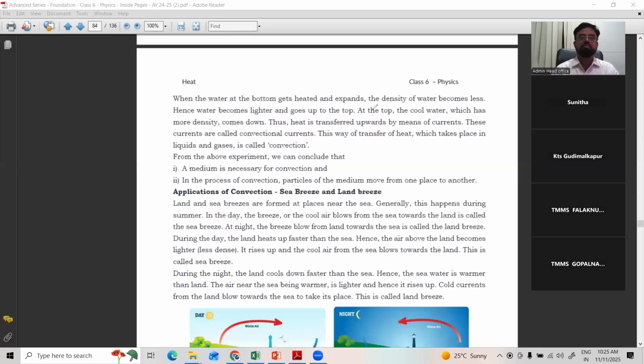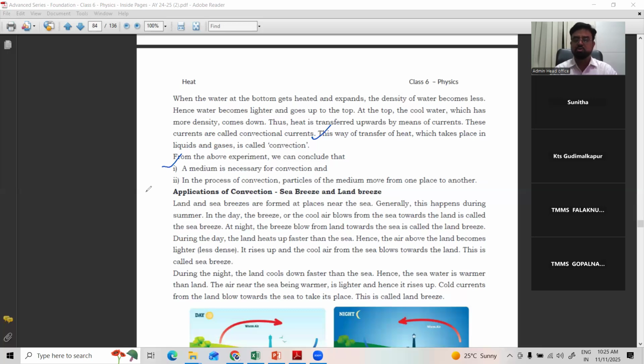Water will go down. At the top, the cool water, which has more density, comes down. Thus, heat is transferred upwards by means of currents, movements. These currents are called convectional currents. This way, the transfer of heat which takes place in liquids and gases is called convection. From the above experiment, we can conclude that a medium is necessary for convection.